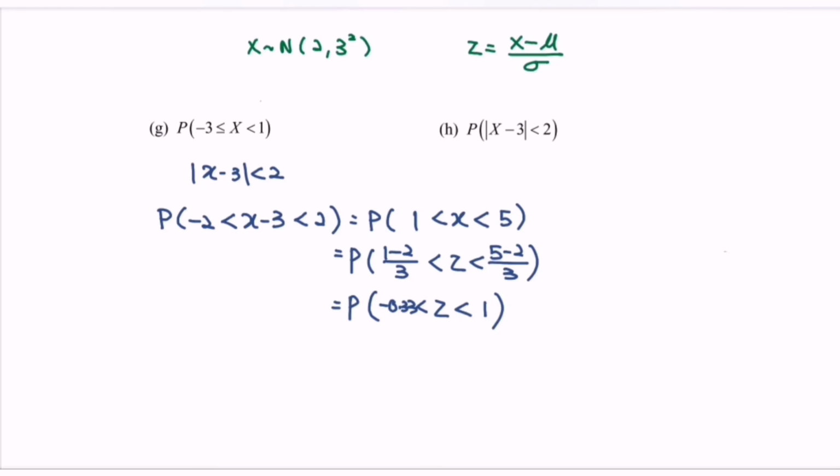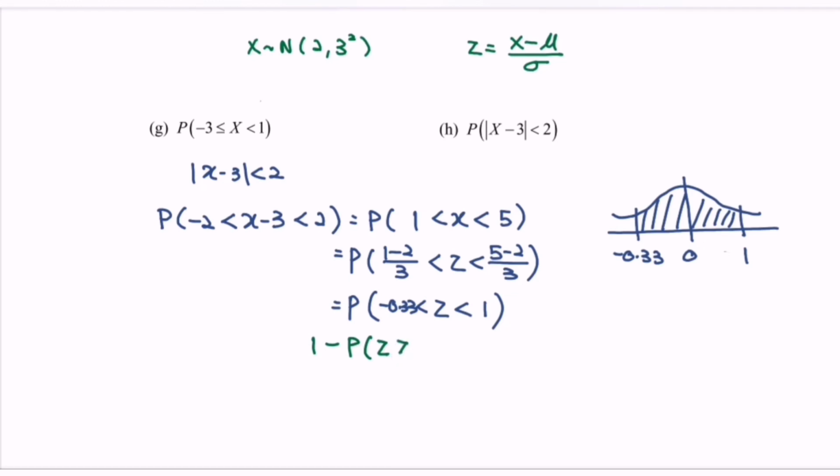Next is to refer to the diagram. Locate the values -0.33 and 1. Next is to shade the region. Then referring to the diagram, create the formula. So here we have 1 minus the probability that Z is greater than 1 for the right-hand side. Next is to eliminate the left-hand side, where we have minus the probability that Z is greater than 0.33.